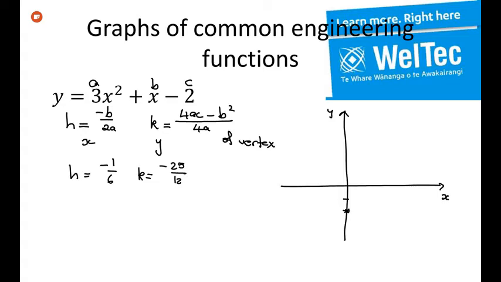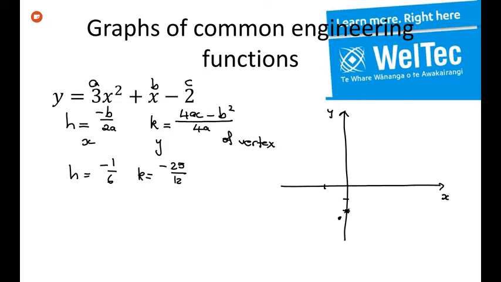We can mark that on, so when x is -1/6, so there's 1, so it's about there, that's 2, so it's a little bit below 2, so the vertex is going to be about there.